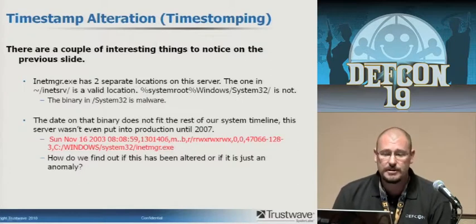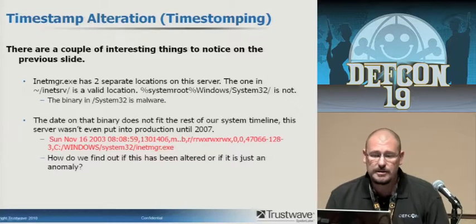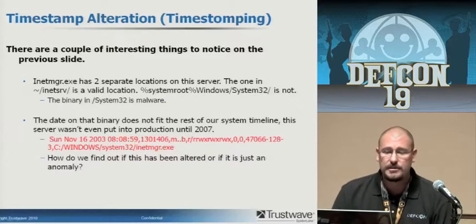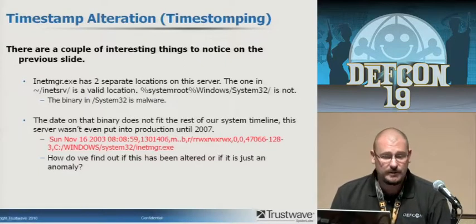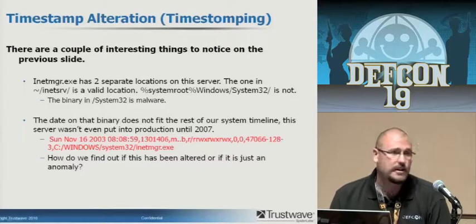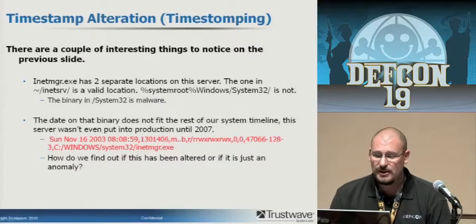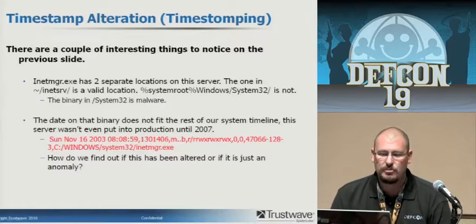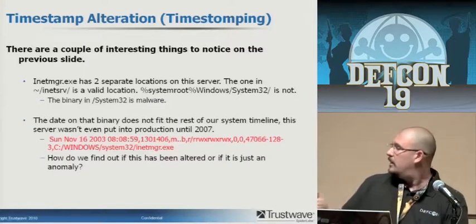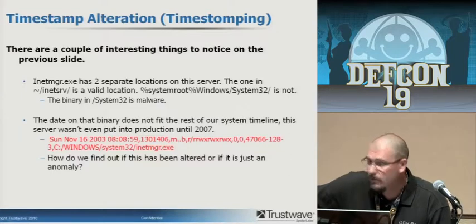There's a couple interesting things there. There's two separate locations, right, that I just talked about. It's in System32 and it's also in INET Serve. And the binary in System32 is actually memory dumping malware. The date on the binary doesn't fit the rest of the system timeline. And like I said, the server that this image came from originally wasn't even built until 2007. And I've got a highlight there. You see Sunday, November 16th, 2003, and you see that's actually the modified and the birth date. You see the two timestamps. The M and the B is modified and birth, right?